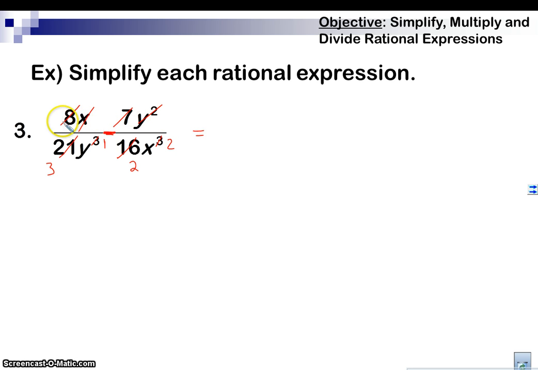So up here we have nothing left, so that's a 1. Down here we're left with 3 times 2 x, or 3, and we have a y here. So 3 times 2 is 6 y x squared. Alright, so anything that's either opposite corners, or on top of each other, we're going to be able to simplify out.